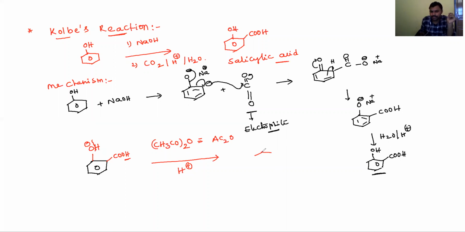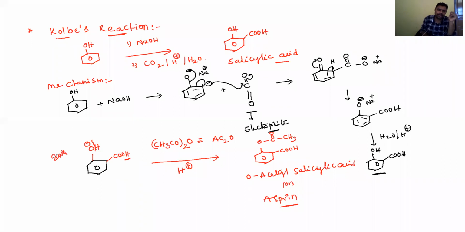Then we get O C double bond O CH3, and the major functional group is acid. Then its name is orthoacetyl salicylic acid. Orthoacetyl salicylic acid is also called aspirin. This question is very important for board examinations as well as JEE and NEET examinations. So salicylic acid on further acetylation in acidic medium gives orthoacetyl salicylic acid.